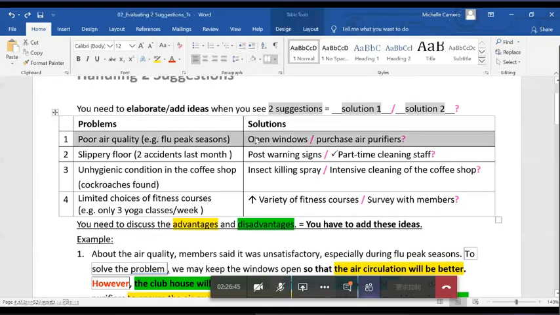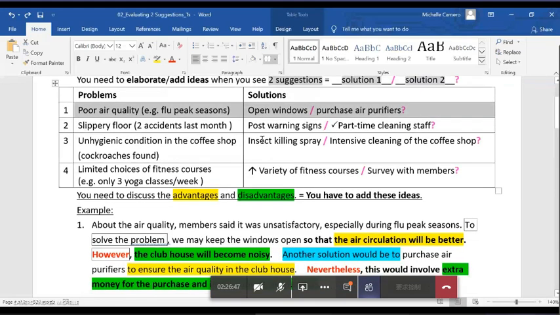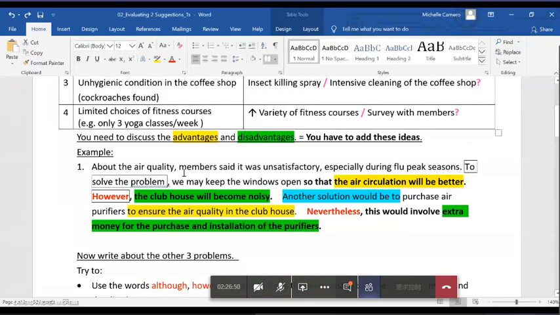What do these ideas look like in sentences and in a paragraph? So we go down here. It says, about the air quality, members said it was unsatisfactory, especially during flu peak season. To solve the problem, we may keep the windows open, right? So we may keep the windows open is the solution so that air circulation will be better. That's the advantage. However, the clubhouse will become noisy, all right? So the clubhouse will become noisy is the disadvantage. However is used to show the relationship between the advantage and disadvantage. Another solution would be to, here comes solution 2, purchase air purifiers.